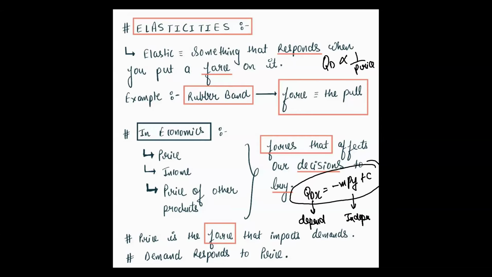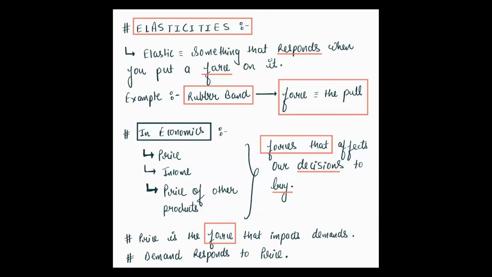With an increase or decrease in price, quantity demanded will respond. So what is this independent variable doing? It is putting a force on demand. Whenever the word force comes, the concept of elasticity comes. Is it clear? So in this law of demand, price is the force that impacts demand. Usually, when a force gets applied, obviously one thing will respond. When the rubber band is stretched very much, it will respond: either it will break, or it will stretch more, getting more elastic. So basically price is the force that impacts the demand.